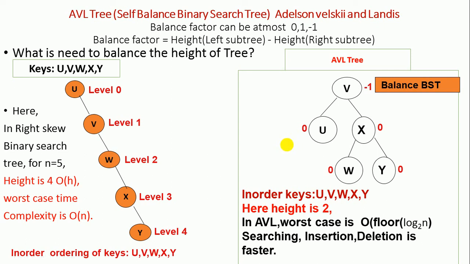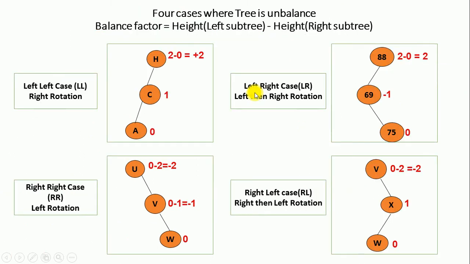So the AVL tree is a strictly height balanced tree, but the red black tree is not completely height balanced. So in the AVL tree, searching, deletion, insertion, and finding the minimum and maximum element can be done faster. The tree is unbalanced in 4 situations in the AVL tree. These are the 4 cases where the tree is unbalanced.